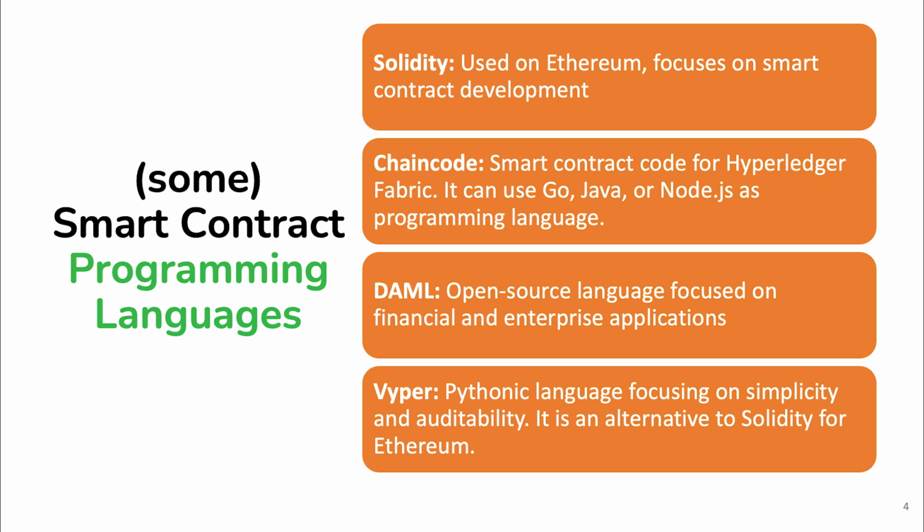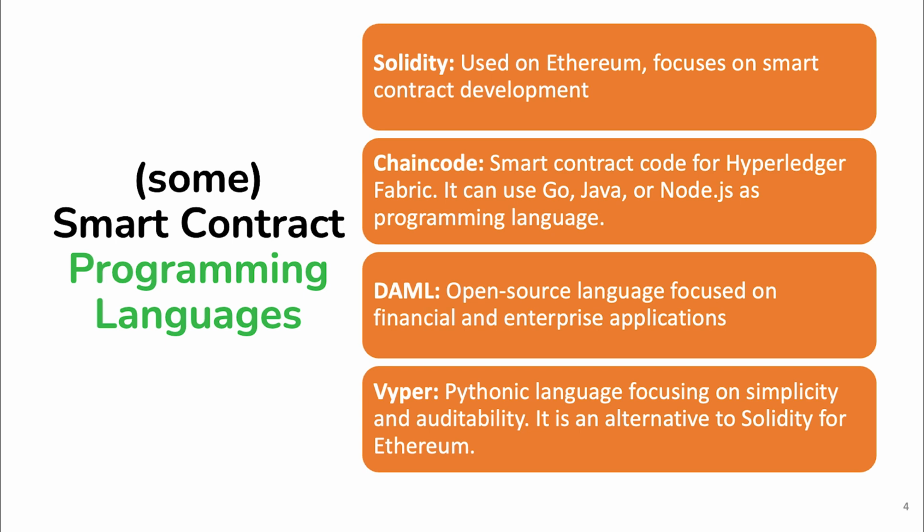Solidity. Solidity is a programming language for developing smart contracts. It was originally restricted to Ethereum, but other blockchains and Layer 2 solutions have since supported it. Chaincode is the smart contract code that runs on the blockchain network, executing transactions and manipulating ledger state. Programs can be written in Go, Java, or Node.js.